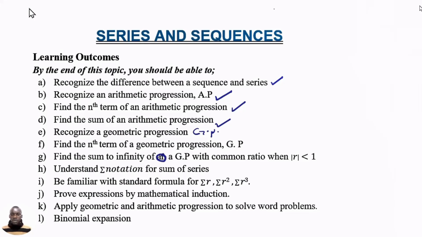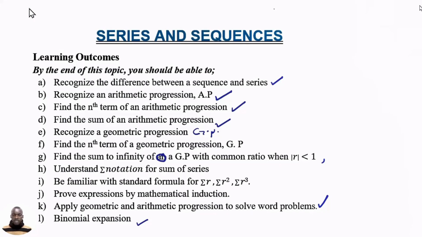We shall find the sum to infinity of a GP with the common ratio R when R is less than 1, and for when the common ratio is greater than 1. We shall also understand the summation notation for the sum of series. Then be familiar with standard formulas for these expressions. We shall prove expressions by mathematical induction. Then part K, apply the GP and AP to solve word problems or real life problems. Lastly, we shall cover the binomial expressions or expansions.